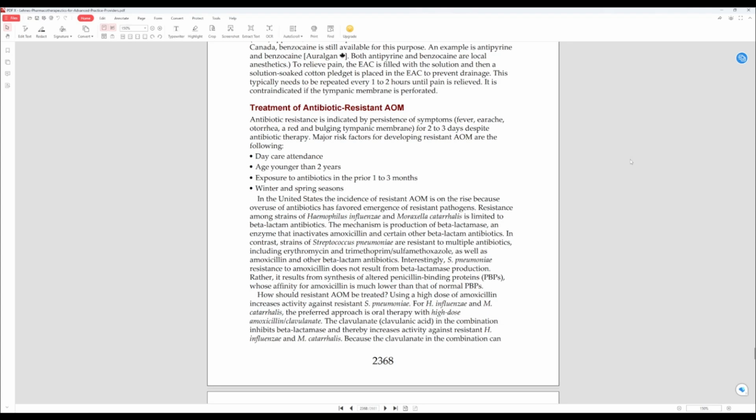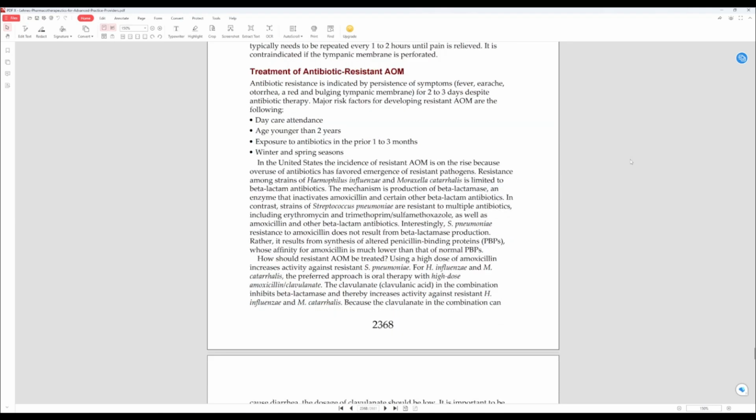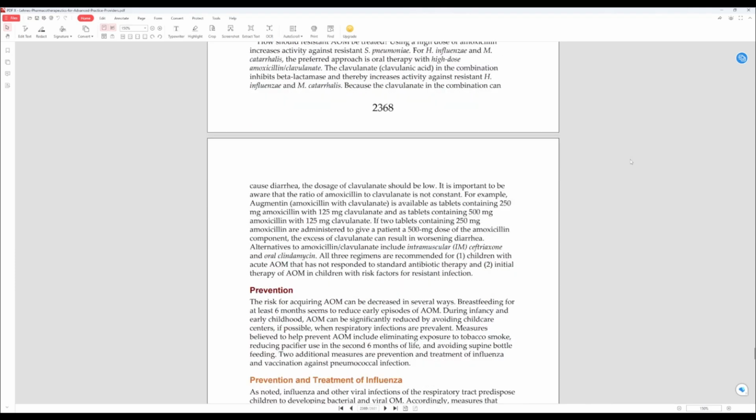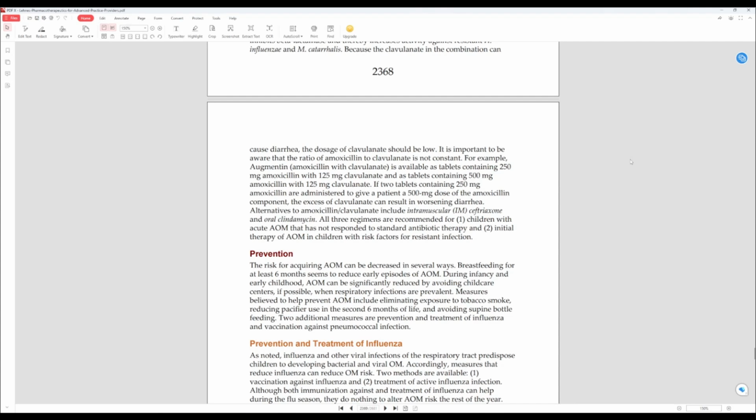Using a high dose of amoxicillin increases activity against resistant S. pneumoniae, but not against H. influenzae and M. catarrhalis. The preferred approach is oral therapy with a high dose of amoxicillin-clavulanate. The clavulanate in the combination inhibits beta-lactamase and therefore increases activity against resistant H. influenzae and M. catarrhalis. However, the clavulanate in the combination can cause diarrhea, so the dosage of clavulanate should be low.